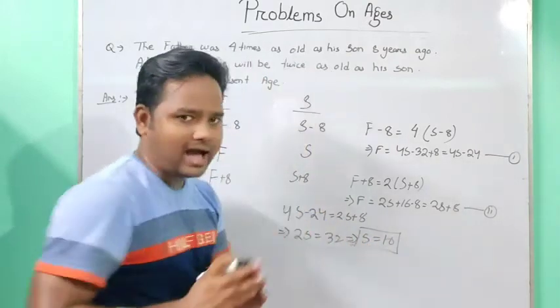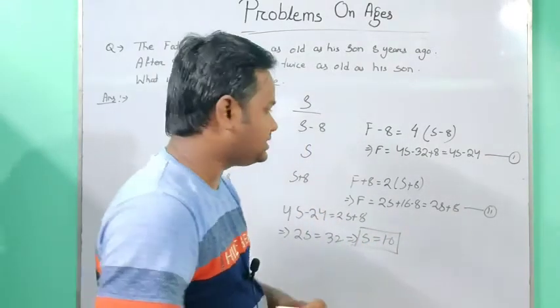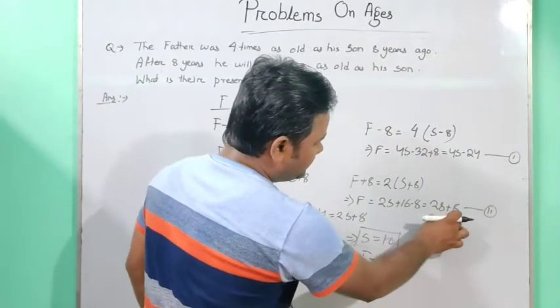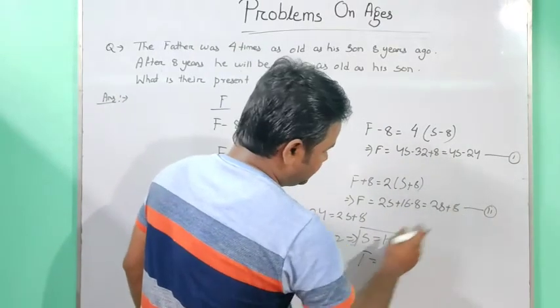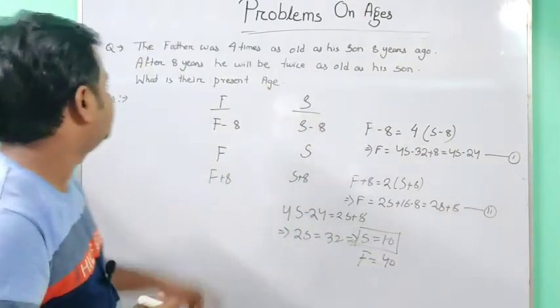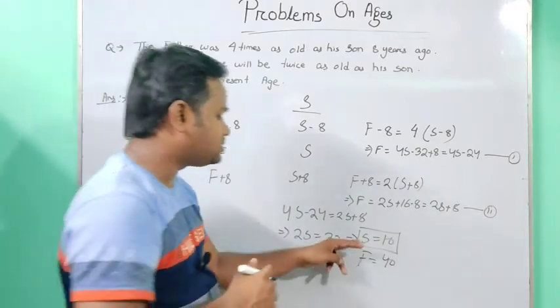It is simply an algebraic equation. S is equal to 16. So the value of F will be 2 into 16 plus 8, that means 32 plus 8, which is equal to 40 years. In the question it is asked what are their ages. So the age of the son is 16 years and the age of the father is 40 years.